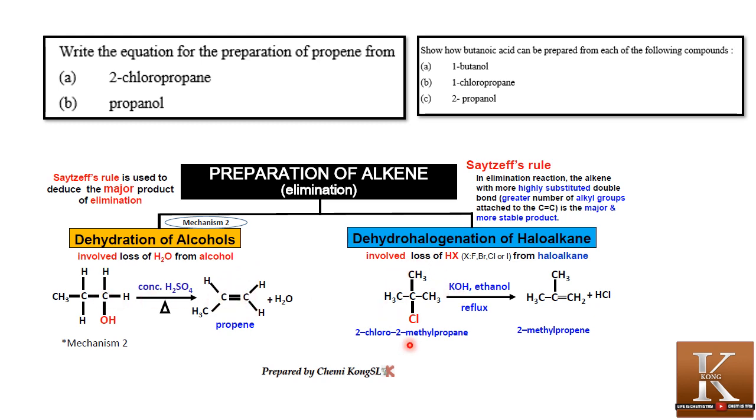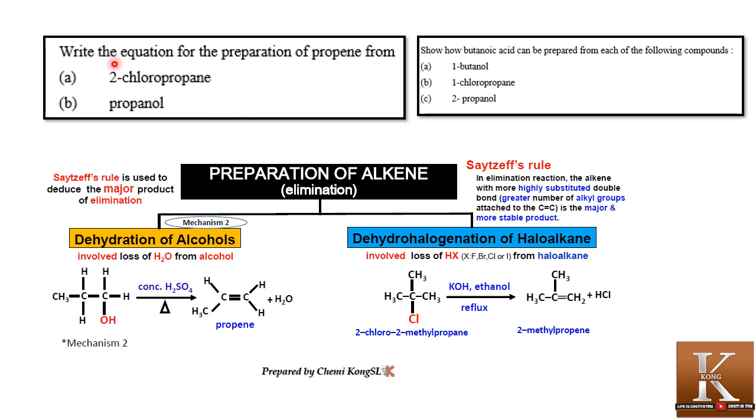Same for here, from halogen. Okay, by using potassium hydroxide in ethanol under reflux, it can form a carbon-carbon double bond. So elimination as well. So it involves loss of HX, meaning hydrogen halide, and then forms the alkene. Okay, so it's from different homologous series or different functional group. This one is alcohol, this one is halogen.